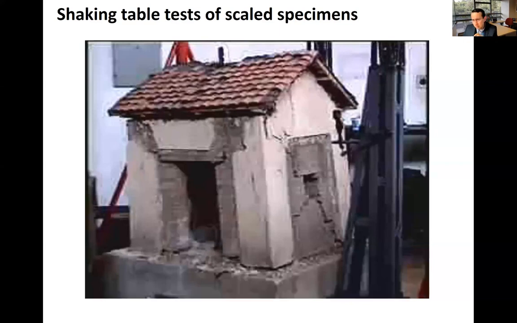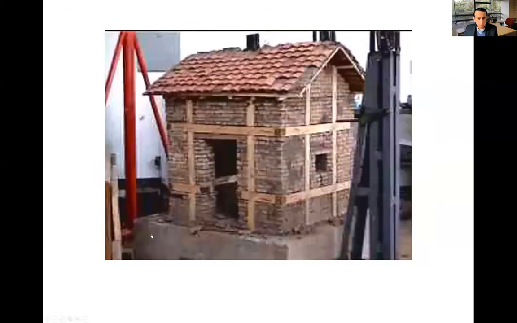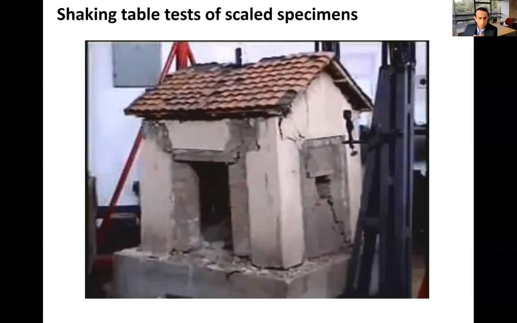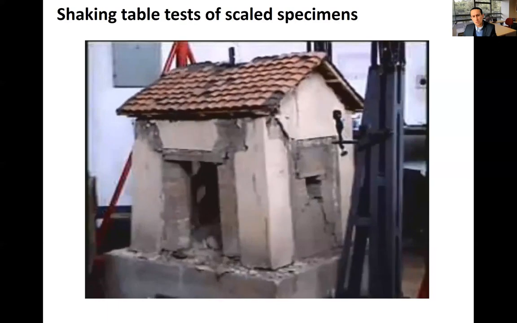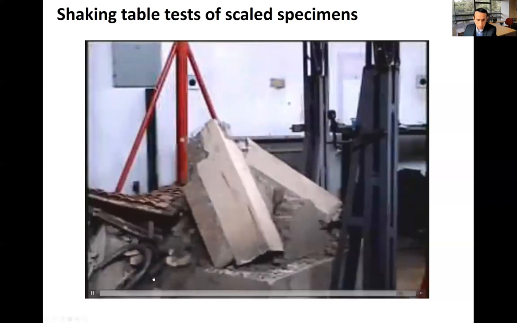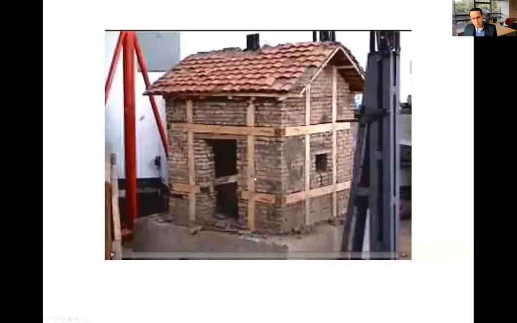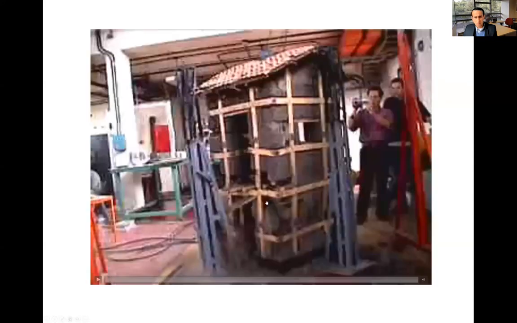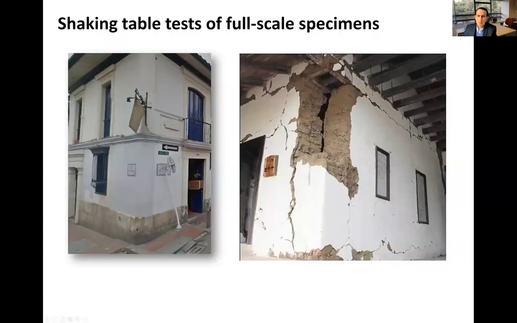Initially, small scale. So here we are applying an earthquake, and we see the collapse pattern of this kind of houses. This is a small scale specimen. We have put some timber elements to see the improvement in the behavior. So in general, we got very good results. We also tested this for two stories, small scale. But these tests are interesting, but not very good to get information out of them.